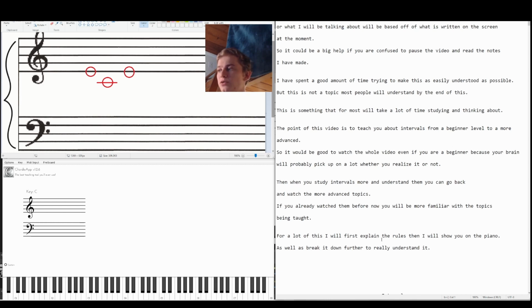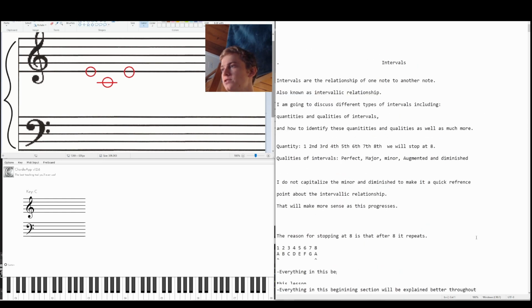For a lot of this, I will first explain the rules, the things you need to follow for intervals. Then I will show you on the piano to make this less confusing. So in the beginning, there's going to be a lot of explaining, and then at a certain point, there's going to be a lot more on the piano. We talked about this stuff, now it's actually do it on the piano, as well as breaking it down further to really understand it. What I mean by that is I'm going to go a step further, even past explaining the rules and showing on piano. We're going to break everything down and understand it more. So let's get into it.